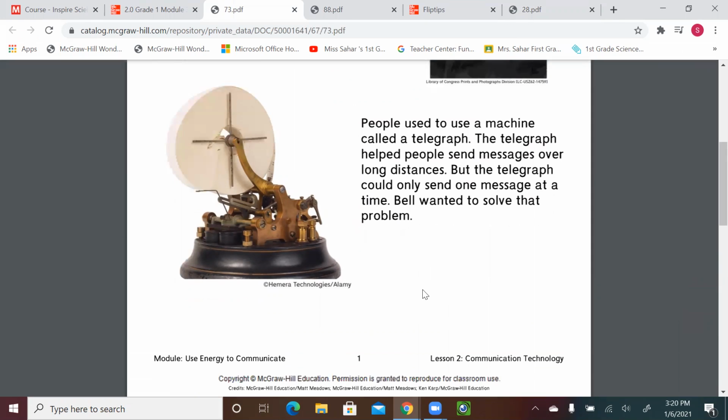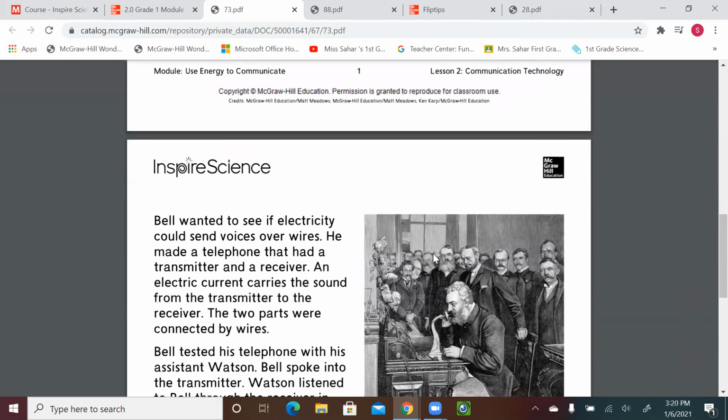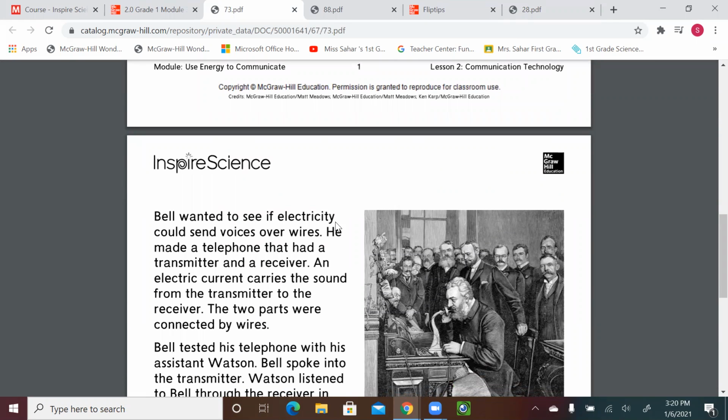So now we have a problem. Remember, he has to use the design process. So the first thing, you need to find the problem. So this is the problem. Then what happened? Bell wanted to see if electricity could send voices over wires. So he made a telephone that had a transmitter and a receiver. An electric current carries the sound from the transmitter to the receiver. Be careful, because we need part from this paragraph to answer our question.